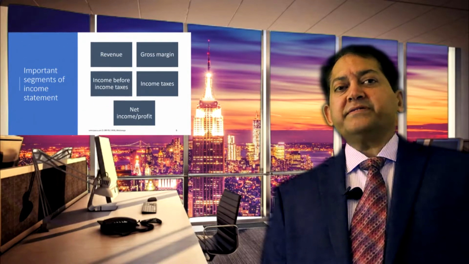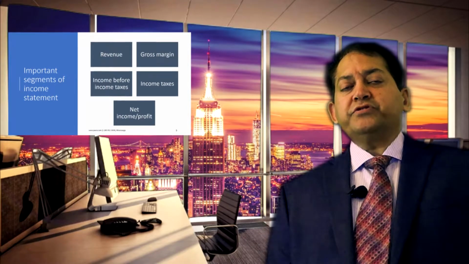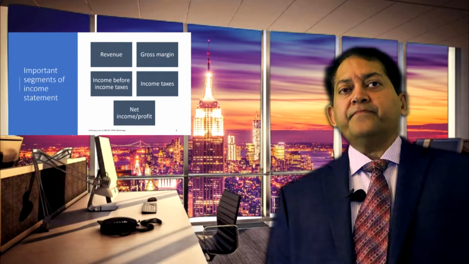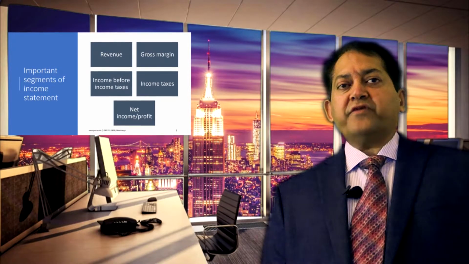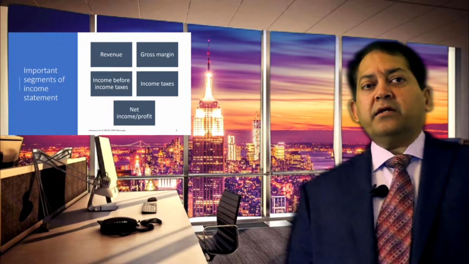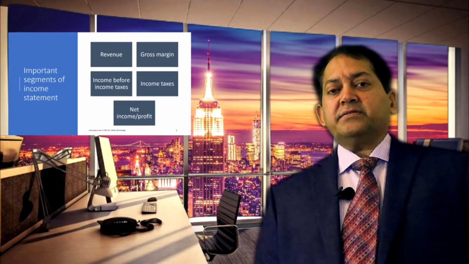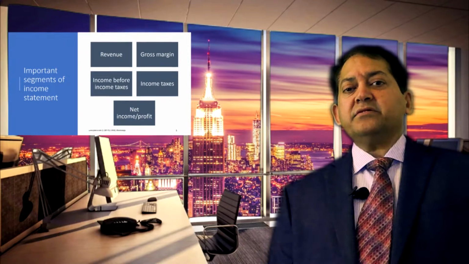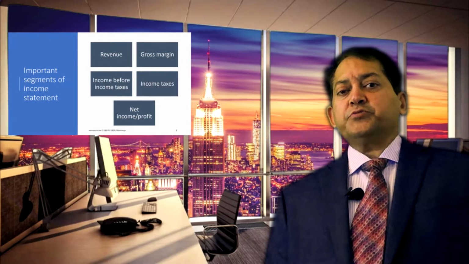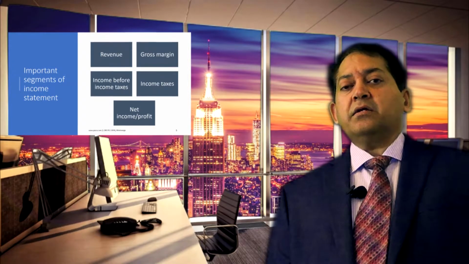Now, here are the important segments or components of income statement. It highlights the total revenues generated during a particular accounting period. Then we also calculate the gross margin, also called the gross profit margin. Then we look at income before income taxes. This is the income that is net of your operating expenses. Then we look at income taxes, because every organization has to pay taxes, particularly if you're an incorporated business. And then finally, it is the bottom line, that is the net income or profit earned during a particular accounting period or fiscal period.